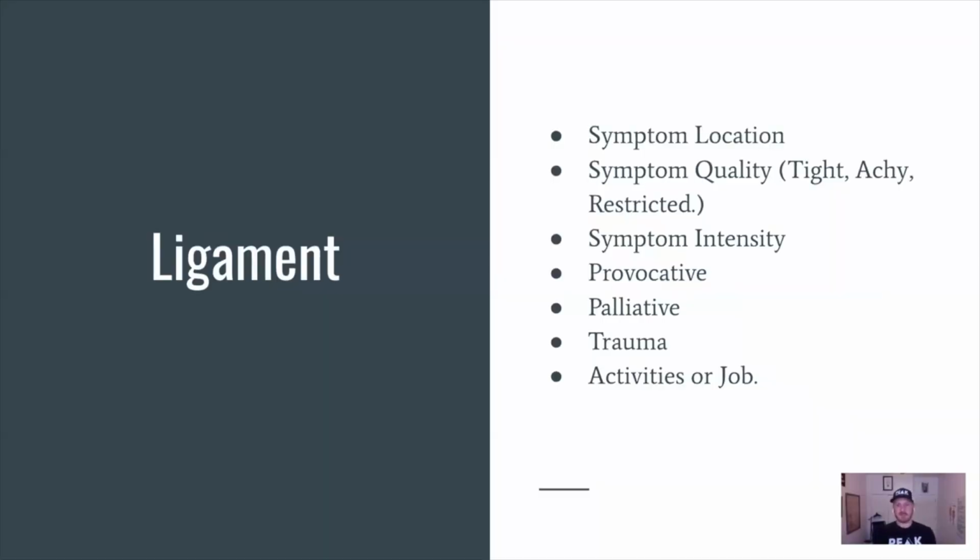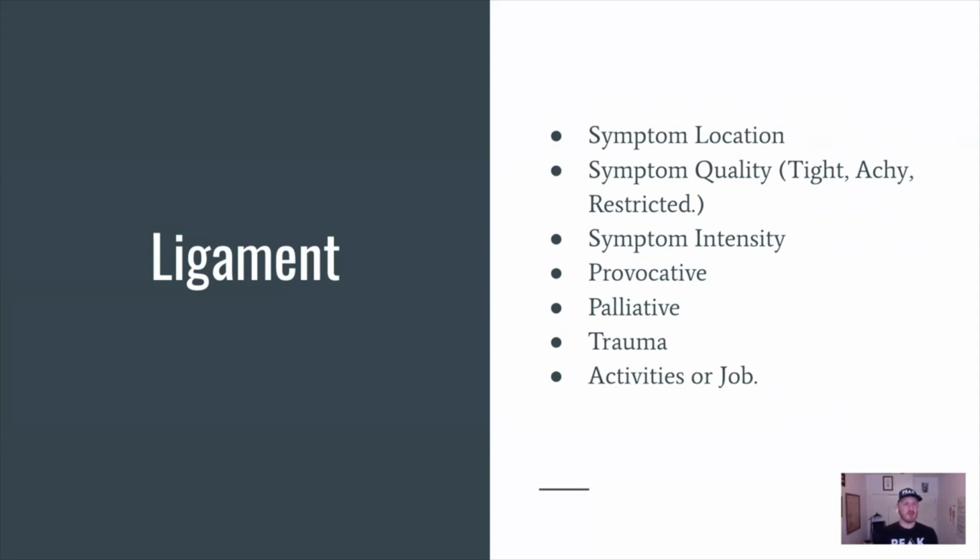Ligaments in the shoulder, definitely symptom location. Like I said, there's problems with the ligament. There's going to be some part on the back part here, definitely some parts in the front as well. And people will usually describe that pain as tight, achy, restricted, just kind of feels stuck.